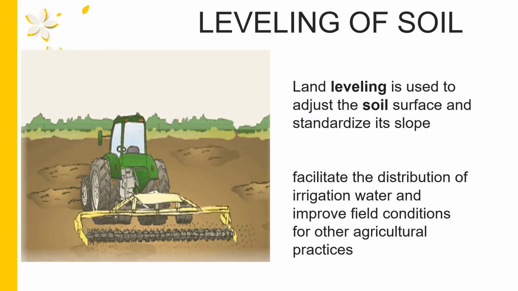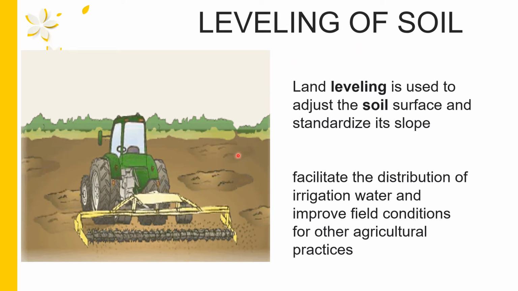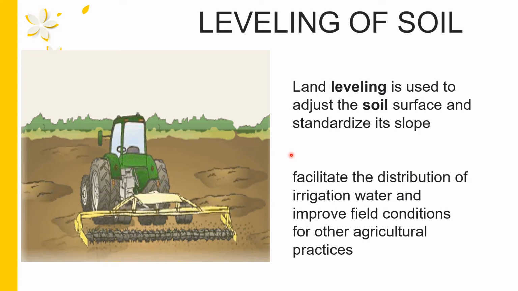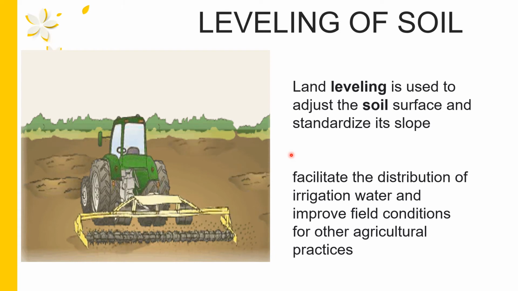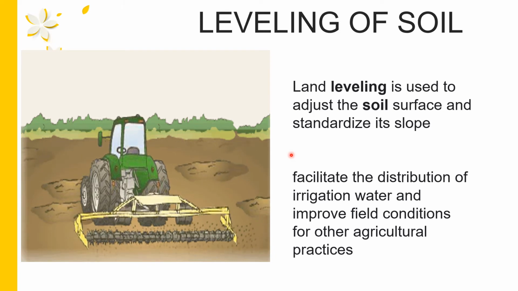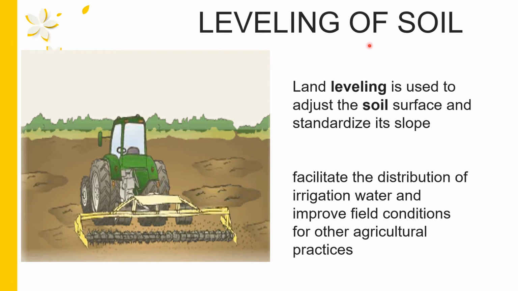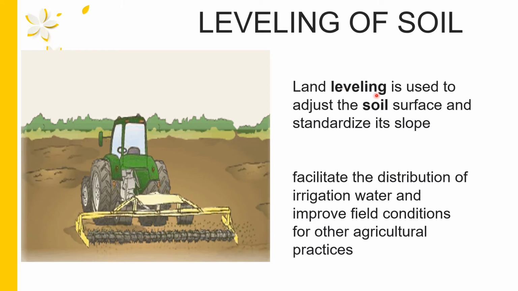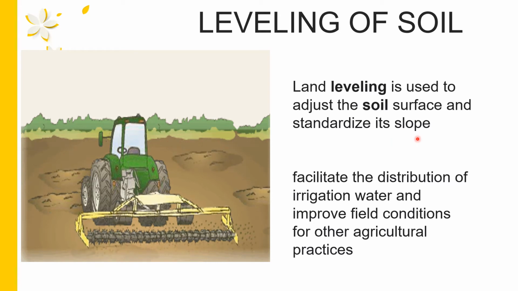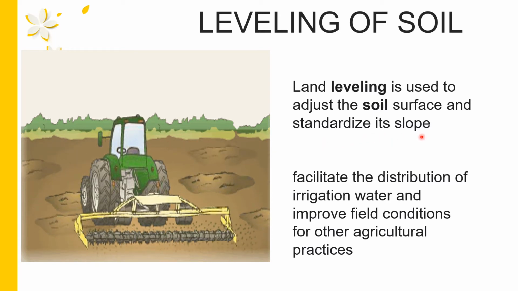Now let us discuss the second step in the preparation of soil. In the first step, what did we do? We were continuously tilling the soil, right? So now the surface of the soil will be uneven. So we have to make it even, right? The process of making the layer of soil even is called leveling of soil. Land leveling is used to adjust the soil surface and standardize its slope, that is, to make the slope of the soil even.